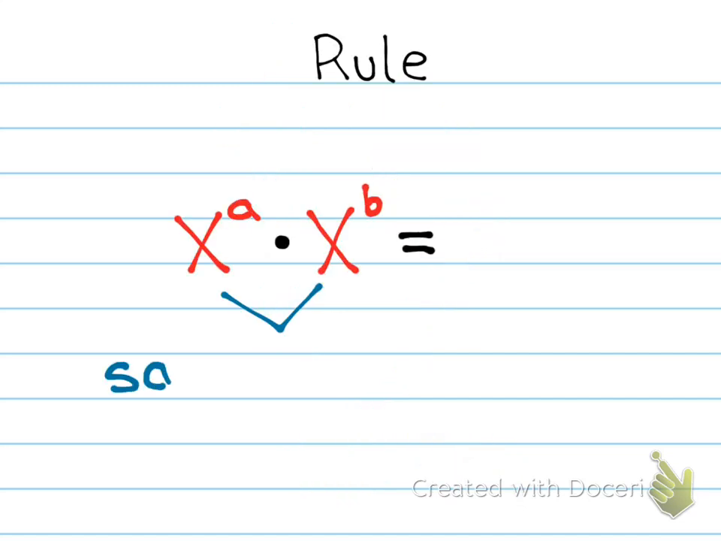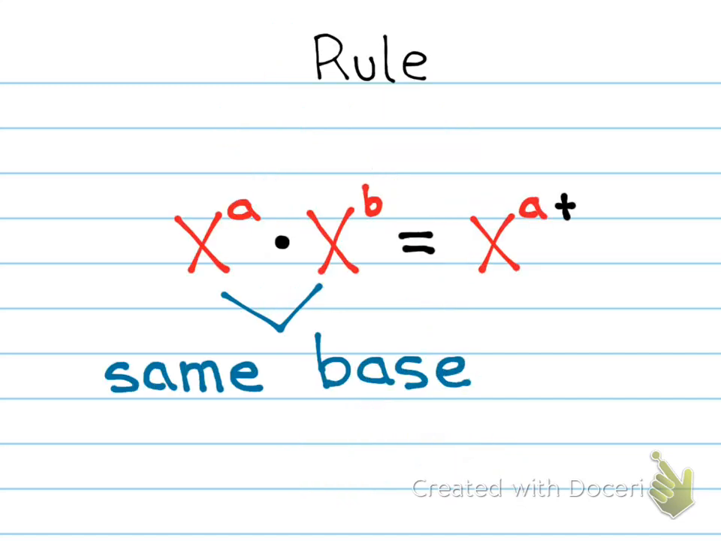So our rule is, and I hope that you notice this, that if I have the same base and it's being multiplied, I can take the exponents and just add them together. So let's look at a couple using this rule. If I have 5 to the 4th power times 5 to the 3rd power, I can just take those exponents and add them together. 4 plus 3 is 7.